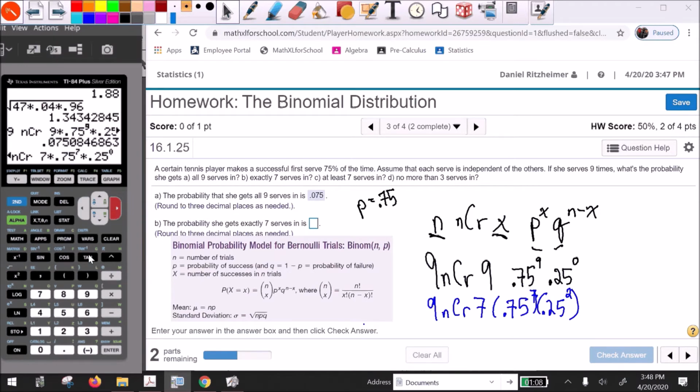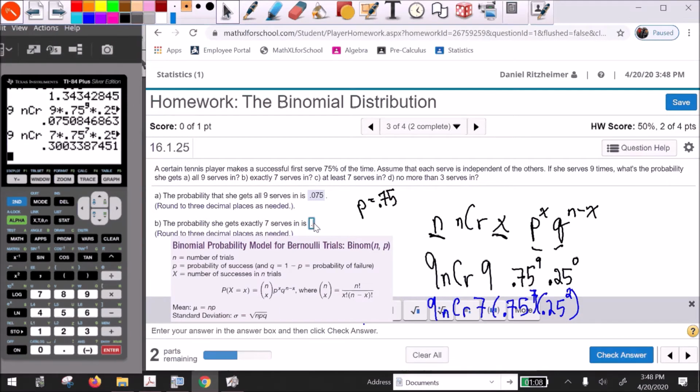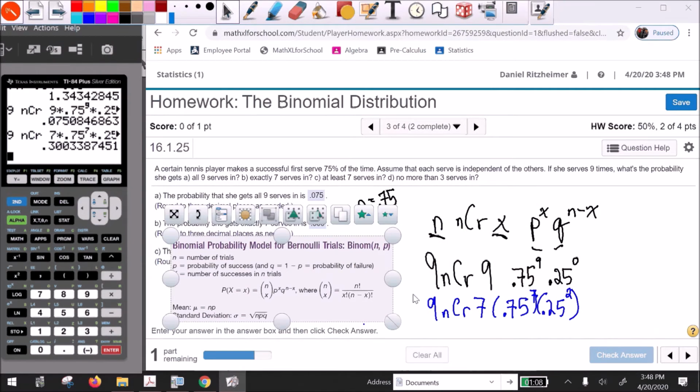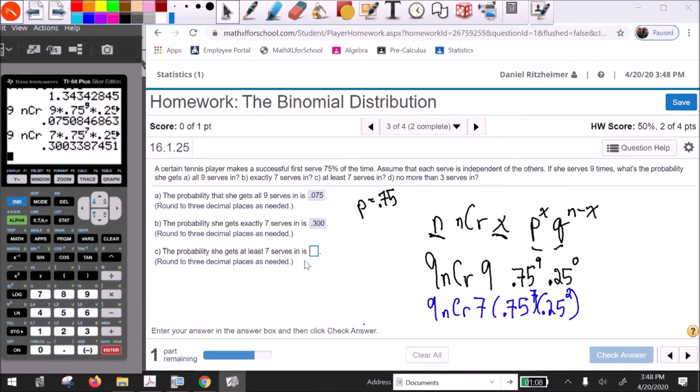Change this 0 to a 2, and then what do we get? 0.300, and they want it to 3 decimal places. All right. Get rid of that. What's the chance of her getting at least 7 serves in?